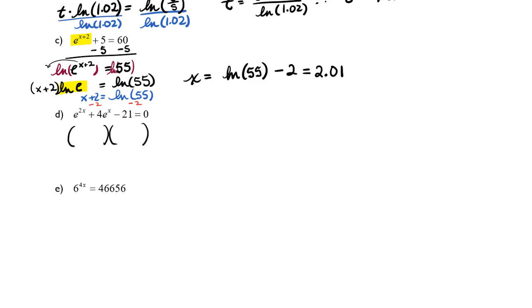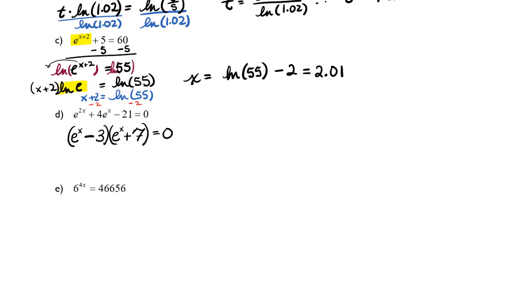I know that an e to the x times an e to the x would give me an e to the 2x, because when you multiply bases, you add exponents. I also know that 21 can be found by multiplying 3 times 7. And if I want the sum in the middle to be positive 4, my 7 would have to be positive, and my 3 would have to be negative.